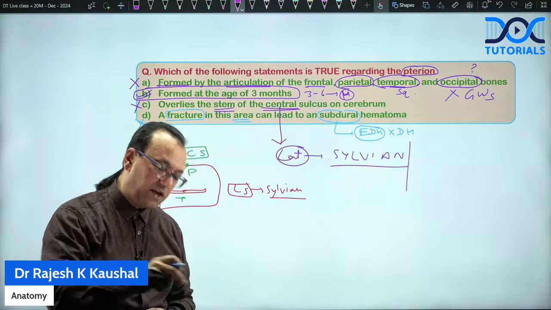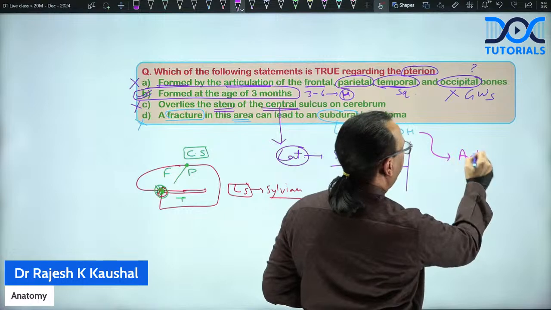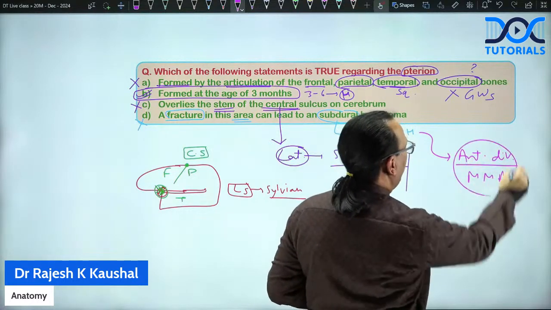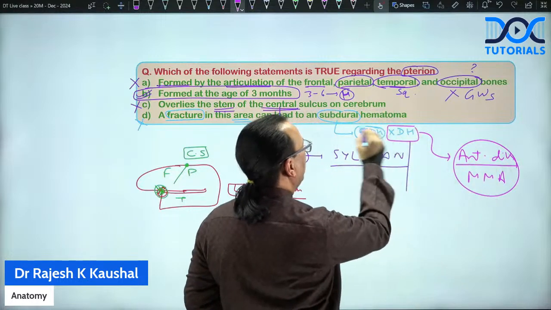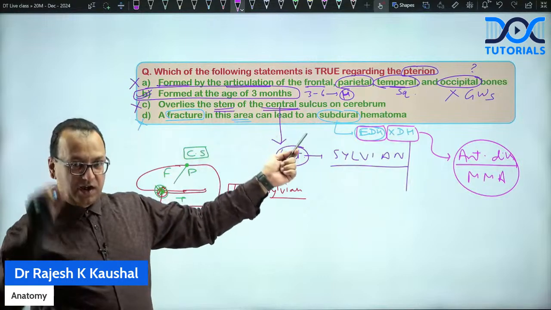Whatever I am telling, they are all MCQs and they have a high chance of appearing again. The anterior division of the middle meningeal artery will bleed to give an extradural hematoma, and that will be under the pterion.